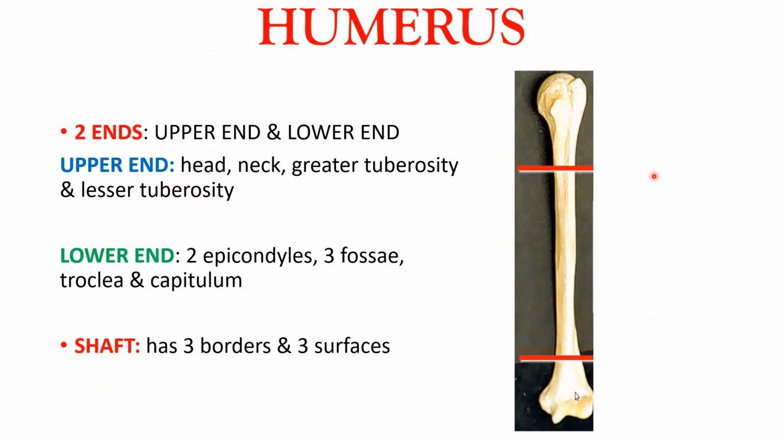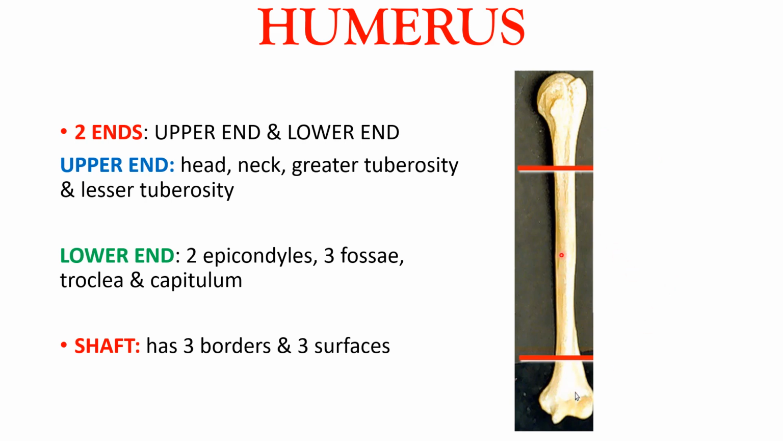Let's know the bone in the arm, which is the humerus. The humerus is a long bone. Being a long bone, it has two ends and a shaft: the upper end, the lower end, and this is the shaft.